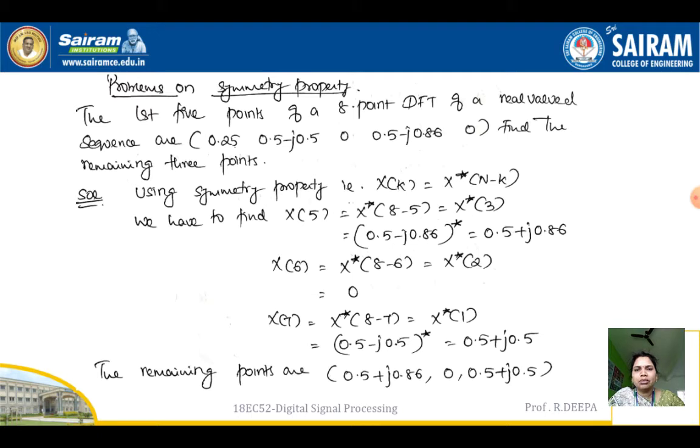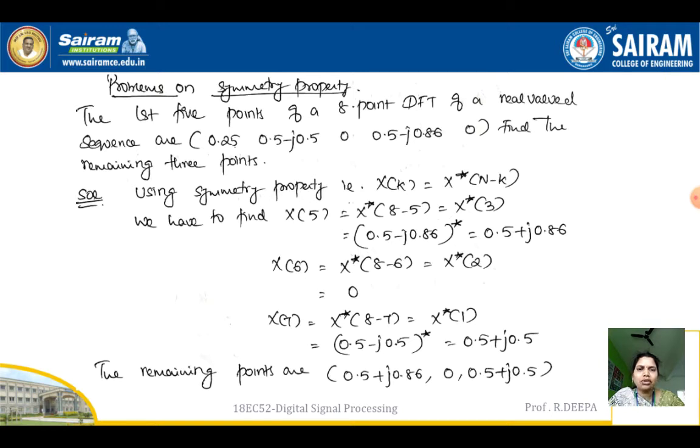So using symmetry property, and you have to write the statement also. The statement is X of k is equal to X conjugate of N minus k. What is given is, the first 5 points, that is X of 0, X of 1, X of 2, X of 3 and X of 4. You have to find the remaining, in the sense it is X of 5, X of 6 and X of 7.